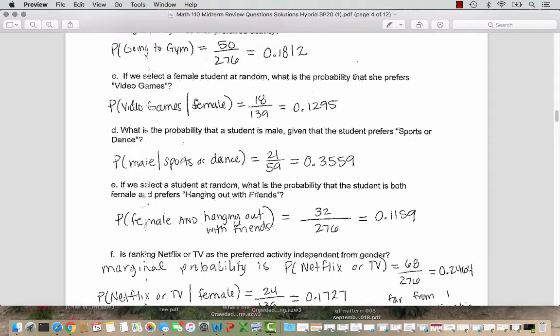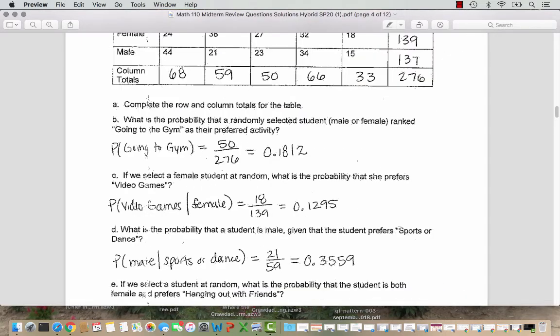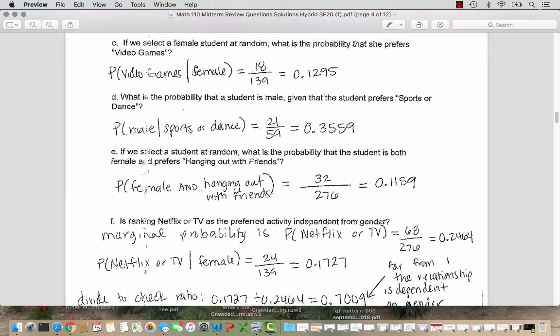Part E asks, if we select a student at random, what is the probability the student is both female and prefers hanging out with friends? So this is an example of a joint probability. So we're looking at the probability that someone is female and hanging out with friends is their favorite activity. So we come up here to the table and we look inside the table to find how many students are female and like hanging out with friends. So that's 32. And then this is out of everybody surveyed because it said if we select a student at random. So this is going to be 32 out of 276. It's helpful to remember that joint probabilities are out of everybody total. So 32 out of 276 would be 0.1159 as a decimal.